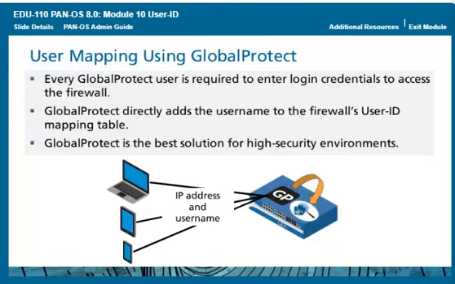Because GlobalProtect users must authenticate to gain access to the network, the IP address-to-user mapping is explicitly known. GlobalProtect is the best solution in sensitive environments where you must be certain of who a user is in order to allow access to an application or service. For more information about setting up GlobalProtect, see the GlobalProtect Administrator's Guide at paloaltonetworks.com/documentation.